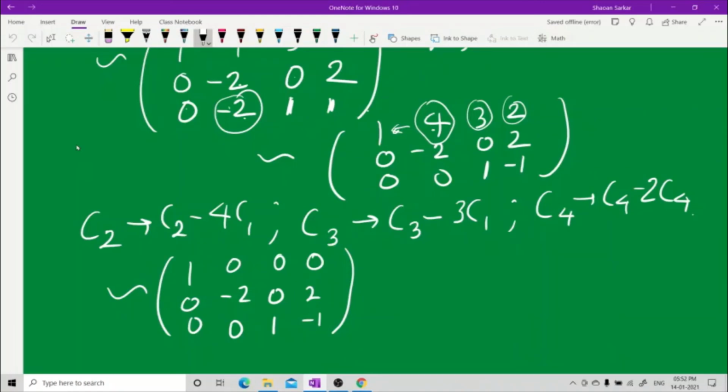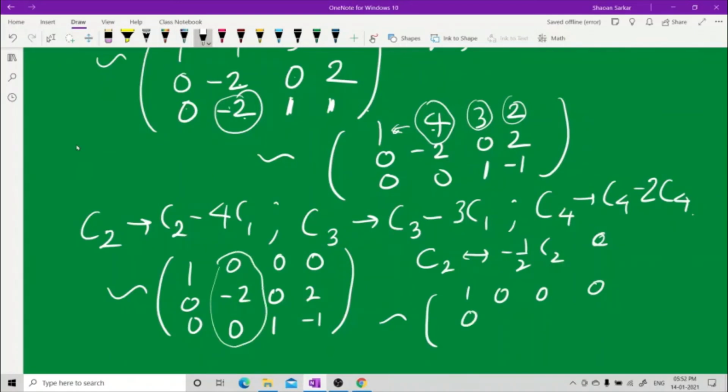What I am doing is this. I am multiplying C2 with minus half, and I am doing C4. So what I am getting is 1, 0, 0, 0. I am actually dividing this column by minus half. So I'll get 1 and 0, I'll get 0 and 1, and I'll get 2 and 1 here.